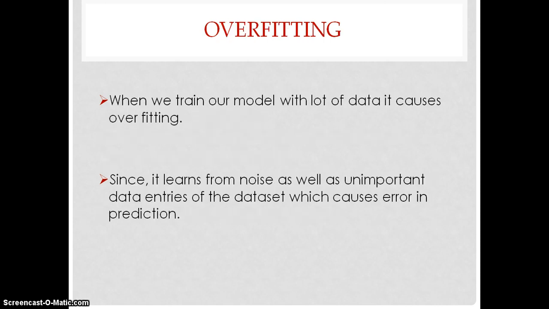So what is overfitting? When we train our model with a lot of data, it causes overfitting. If a data set is large, then for the machine it becomes difficult to know what it should learn or what are the things that it should take for the analysis. In such a case, it is known as overfitting, since it learns from the noise. In the sense the data is large, so it contains noise or different unwanted things in the data set, in unimportant data entries of the dataset, which causes the error in the prediction. Since in the dataset there are different unwanted entries, the data is very vast, so it becomes difficult. In such a case it causes the overfitting of the data.